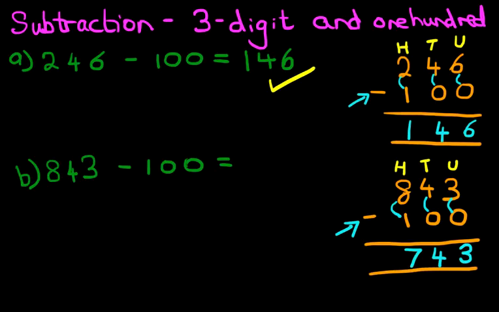And we have our answer. 843 minus 100 is 743. We get a nice big tick because that is right. So that is how we do subtraction of 3-digit numbers and the number 100 using the vertical format.